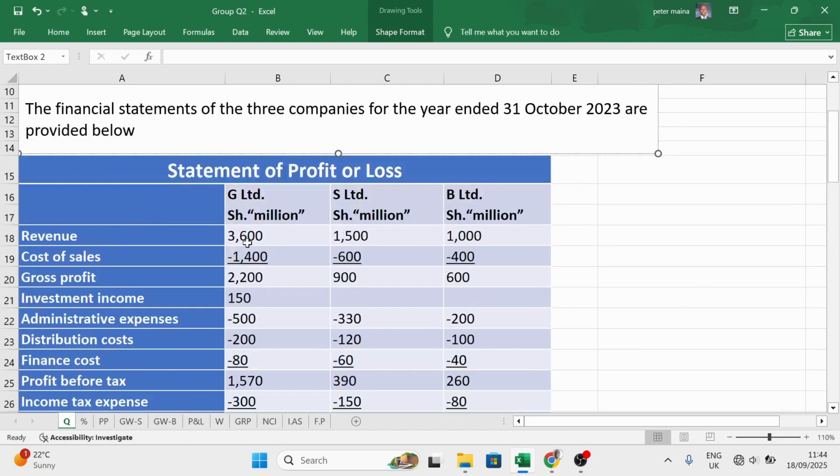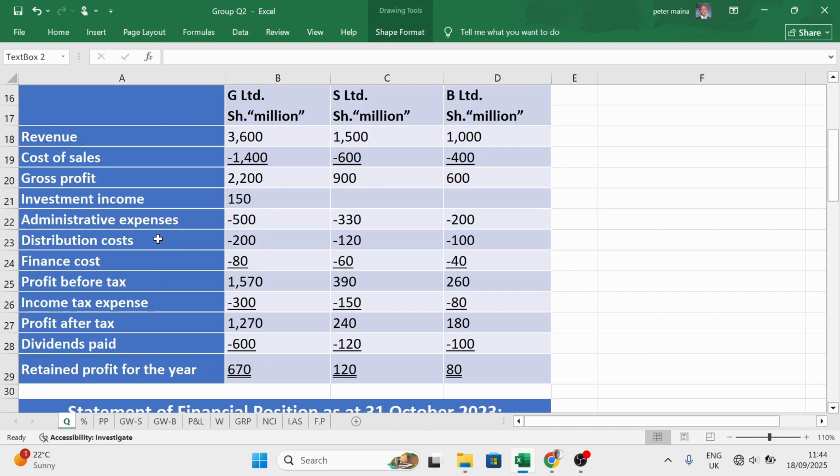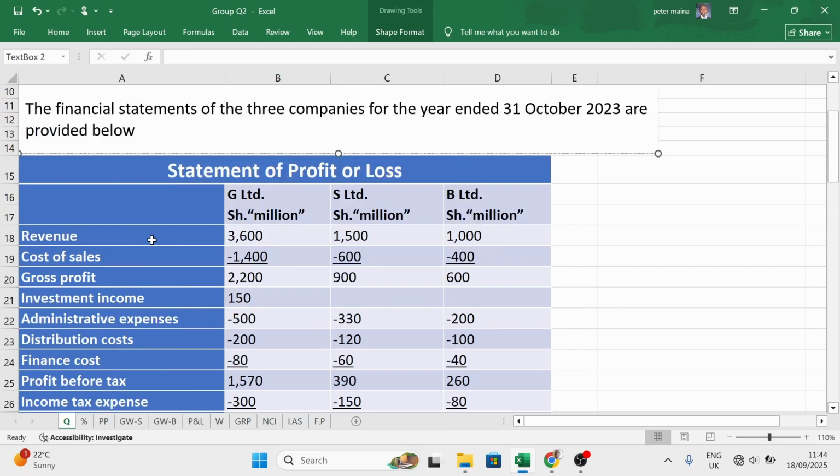So you are going to follow the same format which is given here. Exactly what is shown here. You take the items in the column of G Limited. You add to the items in the column of S Limited. Do not multiply by 80%. However, you are going to make changes because S Limited was acquired in between the year.